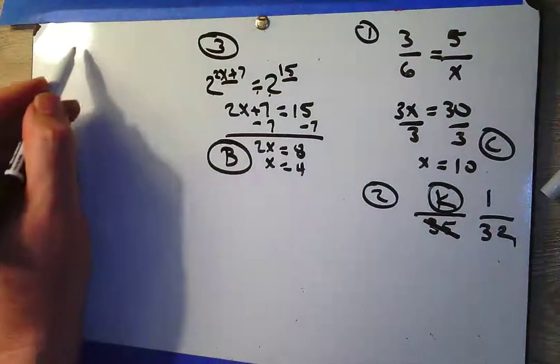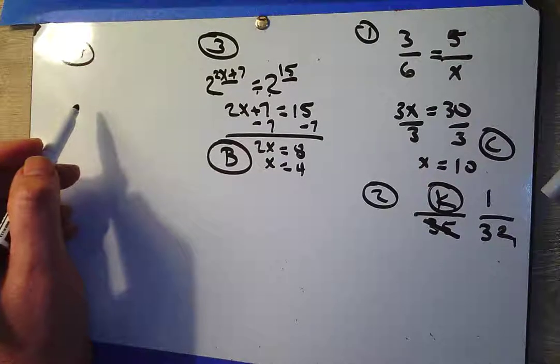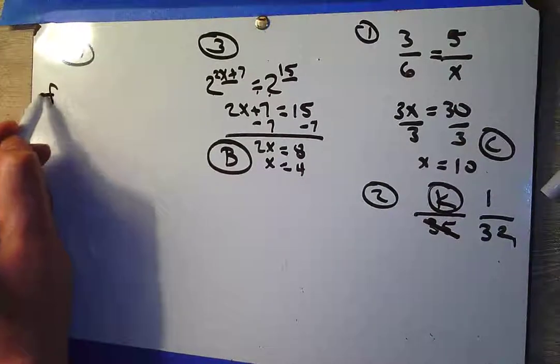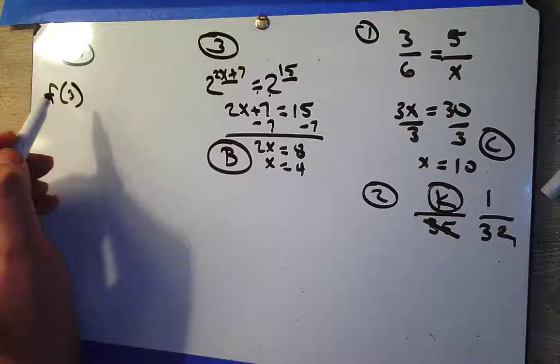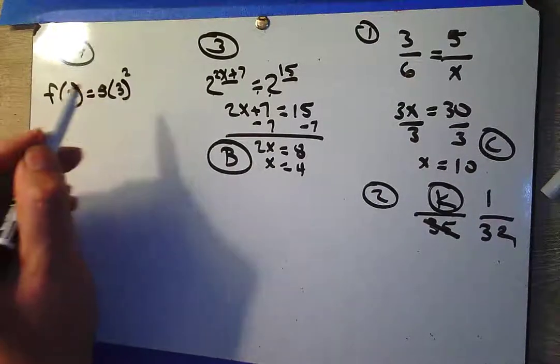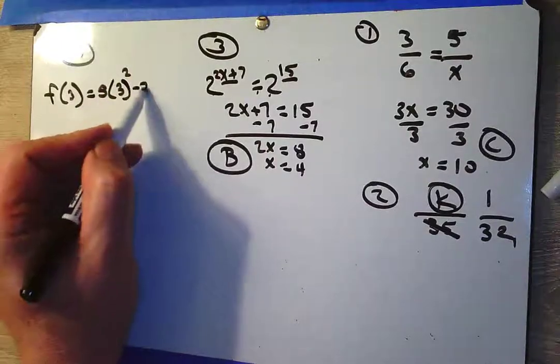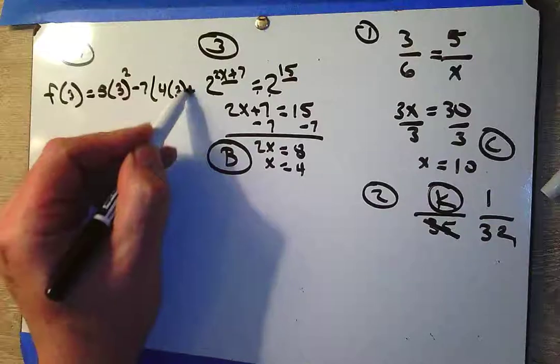4. Number 4 says, let the function f of x be defined in this interesting way. What's the value of f of 3? Well, f of 3 means I replace all the x's of f of x with the number 3. So that'll be 5 times 3 squared minus 7, 4 times 3 plus 3.